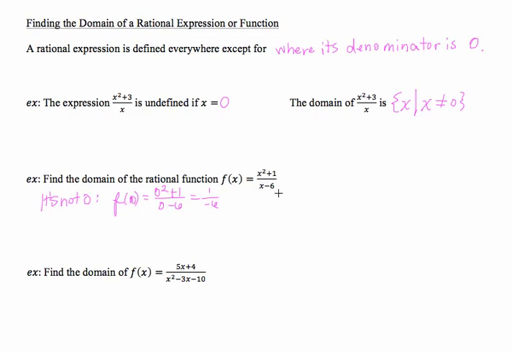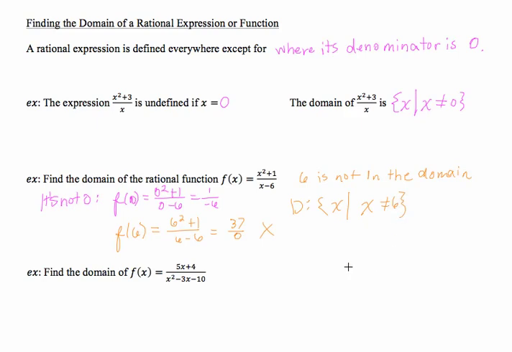So here you probably can see it. If you plug in 6 for x, we'll have 6 squared plus 1 over 6 minus 6, and then we get a 0 in the denominator, which we can't do. So therefore 6 is not in the domain. So the domain is everything except 6. So the domain would be the set of all x such that x does not equal 6.